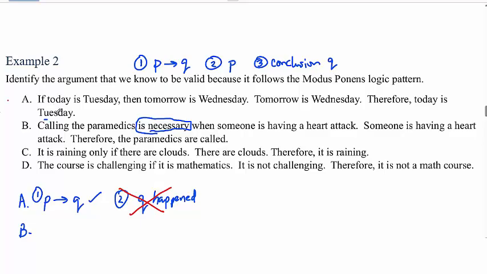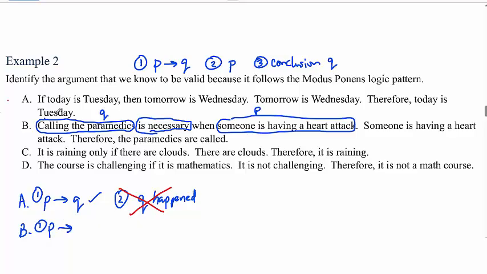So something about calling the paramedics is going to be our Q. And our P is someone is having a heart attack. Okay, so now we've identified that we do have a conditional statement of the form P implies Q. It's not written as if P then Q, but that's okay. It's equivalent to it. So at least we know what our hypothesis and our conclusion are supposed to be.